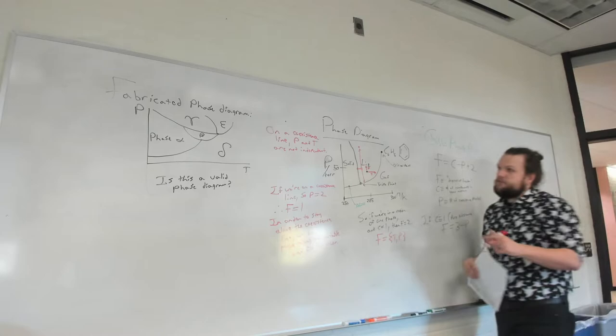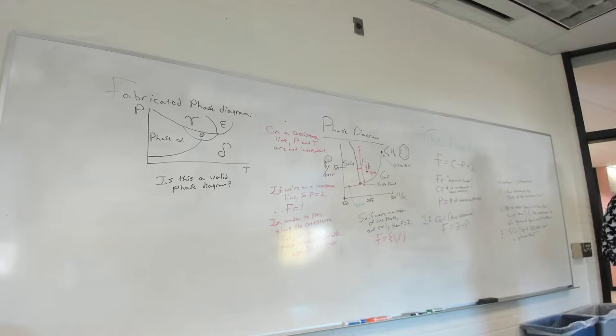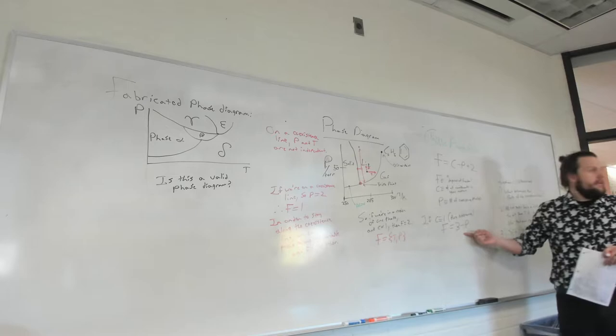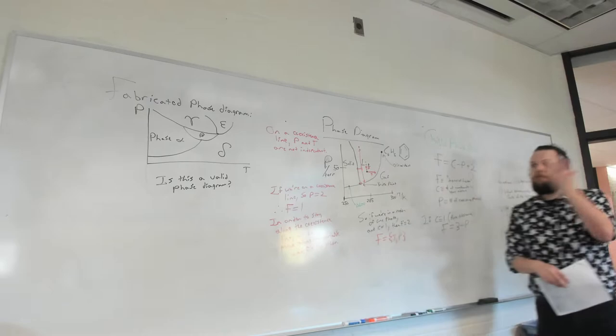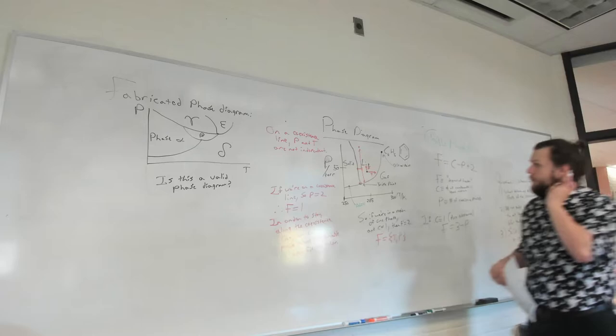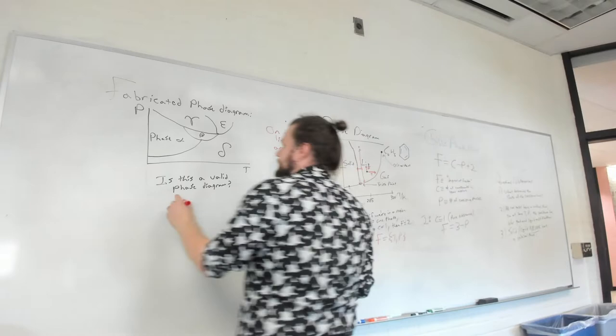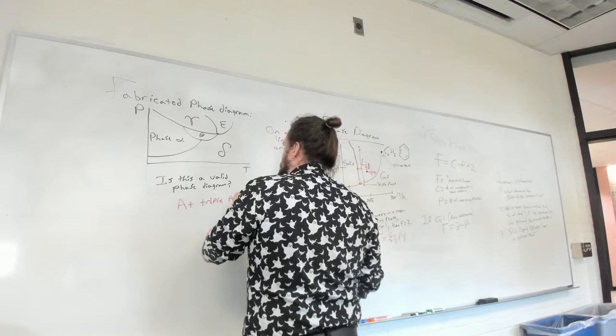There's one more case, which is here at the triple point. Here, three phases coexist equally. So the degrees of freedom is zero. There's just one point. If I move temperature or I move pressure, I'm off the triple point. Let me put this over here. At the triple point, F is zero. So the triple point is a point.